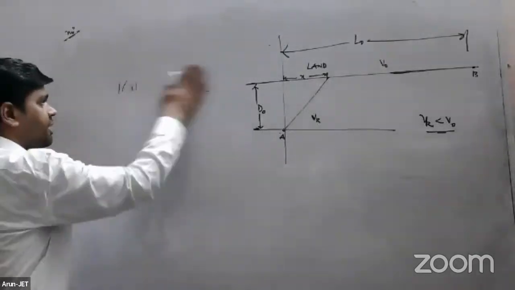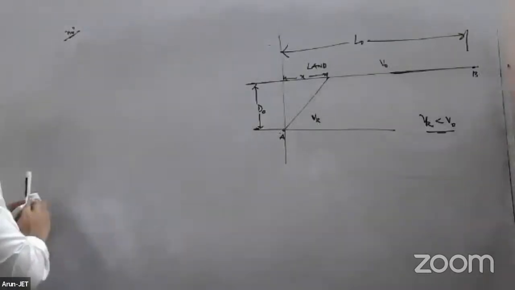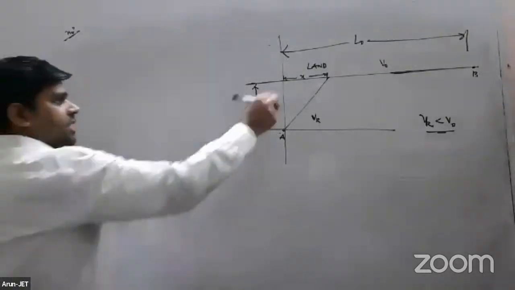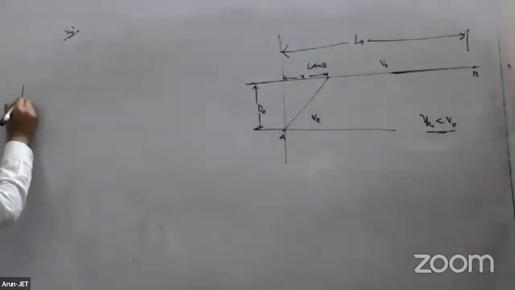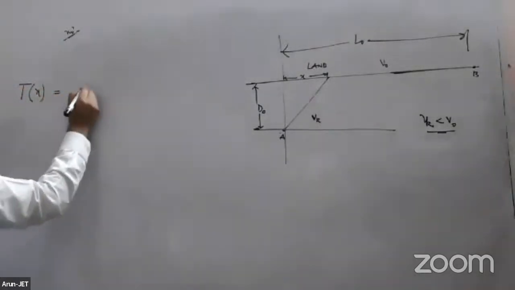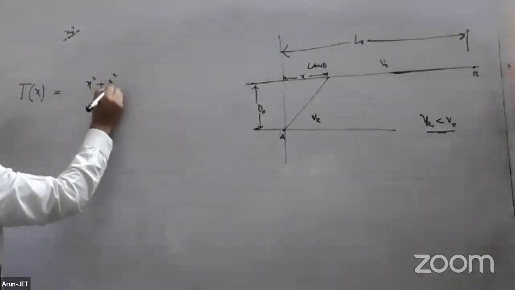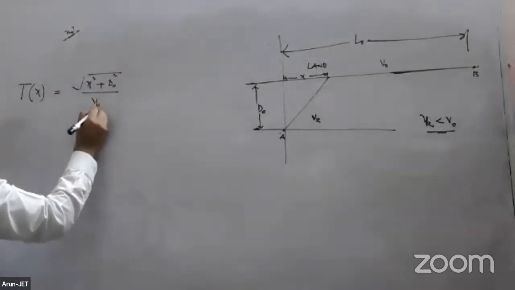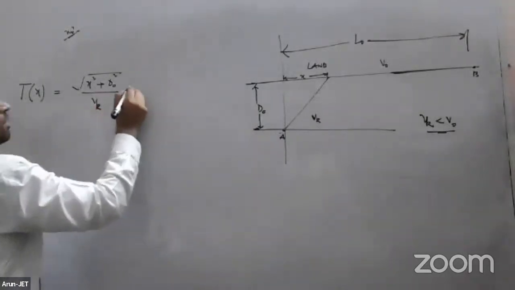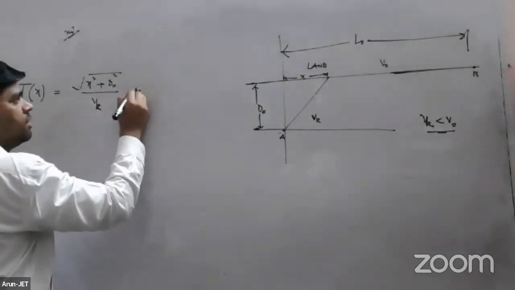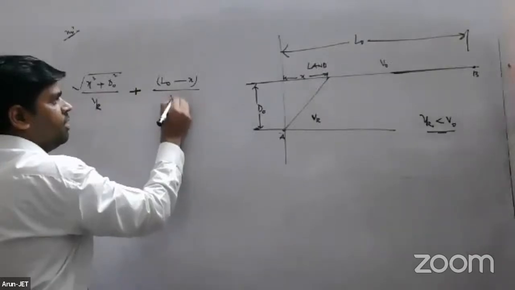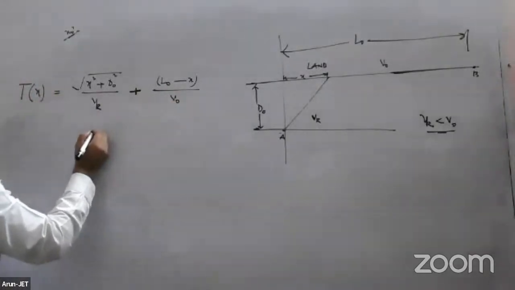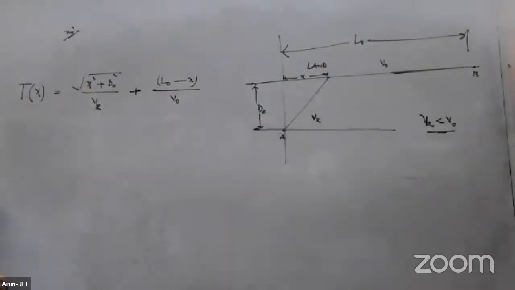Students, let's write this down once. How do you write the function? If this is under root of x square plus d square, T of x is equal to under root of x square plus d square by VR plus L naught minus x by V naught is my function, right? Yes, sir.